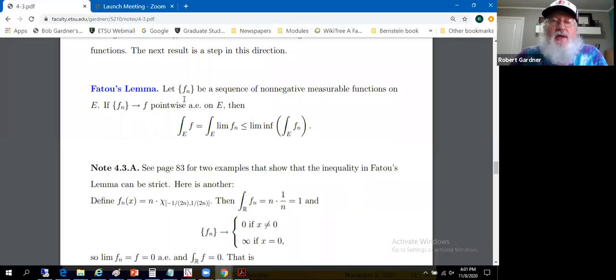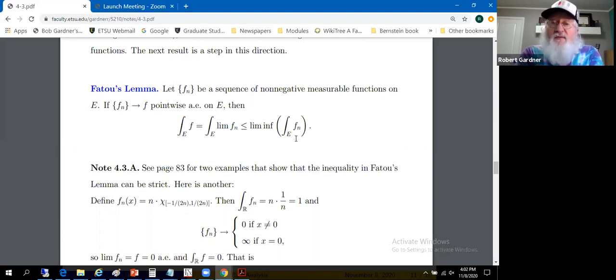Fatou's lemma says: let f sub n be a sequence of non-negative measurable functions on set E. If f sub n approaches f pointwise almost everywhere on E, then the integral of f, that is the integral of the limit function, is less than or equal to the lim-inf of the integrals.